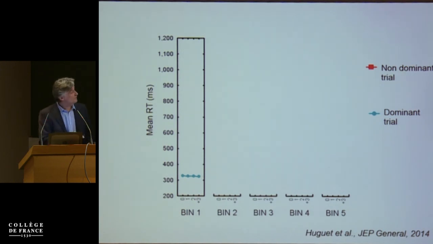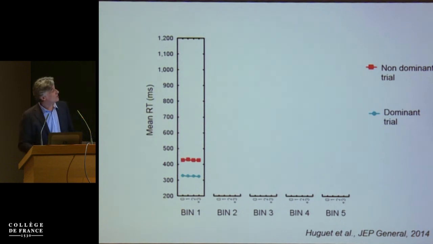So you see that in this kind of trial here, there is no effect of a social context. But you can see as well that the non-dominant trials, when the animal has to control itself, take time, because the response times are slower in comparison to the dominant trials.